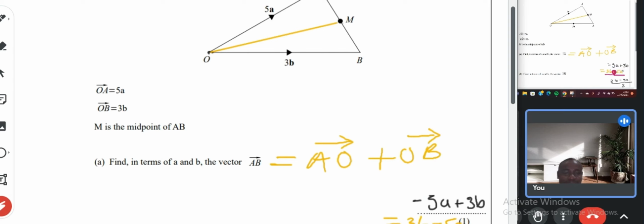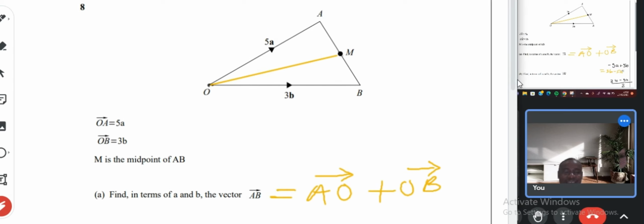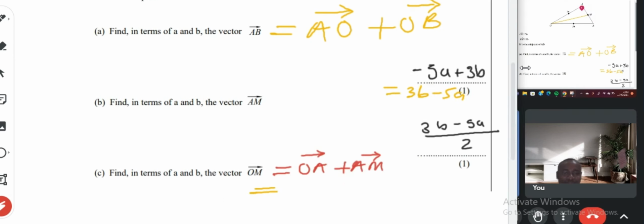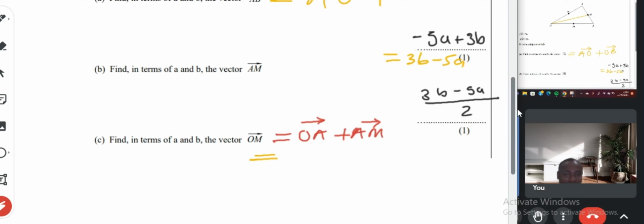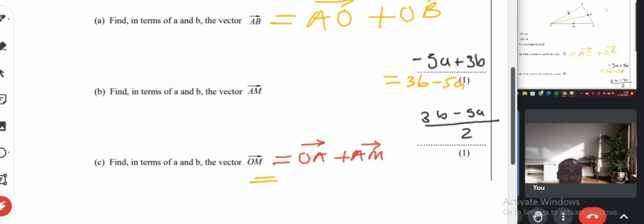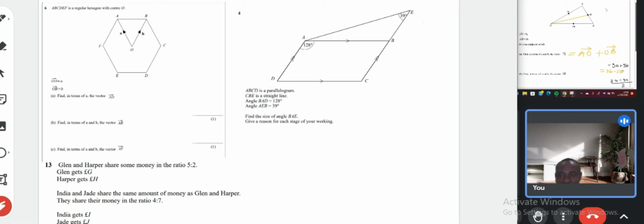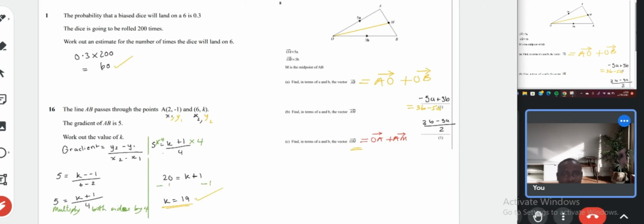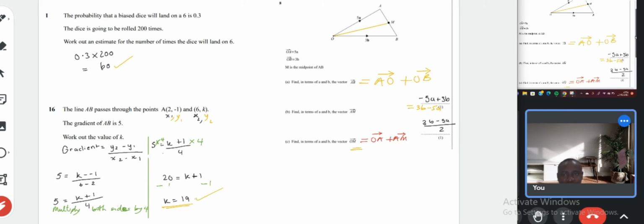And after that, we know that M is the midpoint of A to B. So you divide it by 2 to get A to M. Is that clear now? Yeah. So can you go ahead and substitute? Just do that, because I think there's another question on vector. You need to understand this properly before we go to the other one. Let me allow you to finish up this before I move to that one.